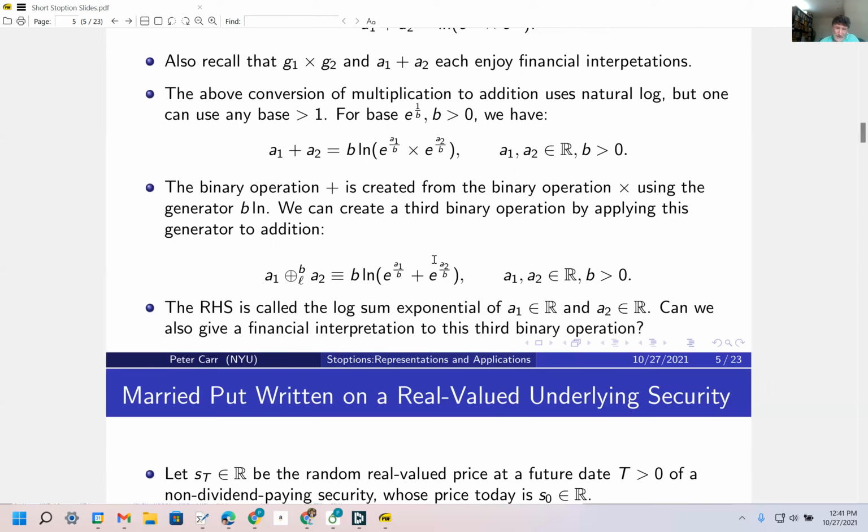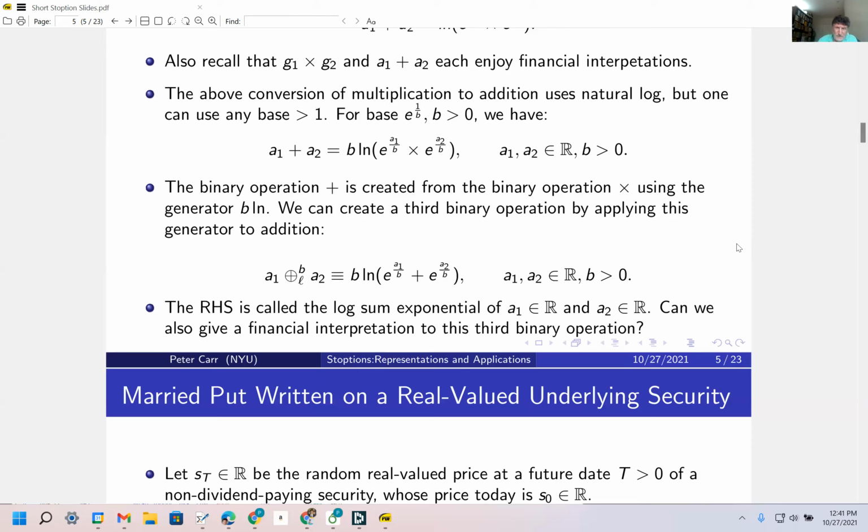And what's happening is we're starting with two numbers, A1 and A2, both real. And then for any fixed B, there's a unique map we're applying to both of those numbers, which is to divide each number by B and then exponentiate. So having applied that map to the two numbers, we have the numbers e to the A1 over B and e to the A2 over B. And then we combine them using ordinary addition, and then we reverse that map. The inverse of the original map, which was divide by B and exponentiate, is to take the natural log and multiply by B. So that's what we're doing to define this third binary operation.